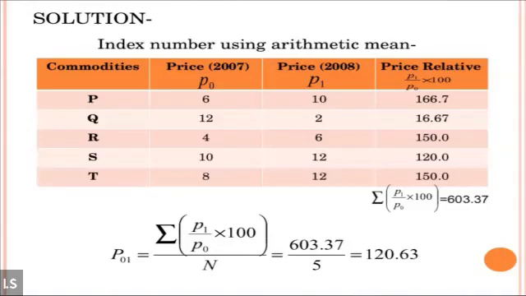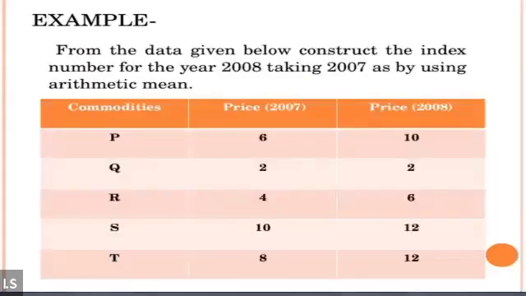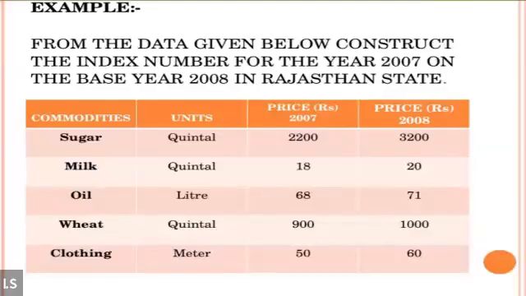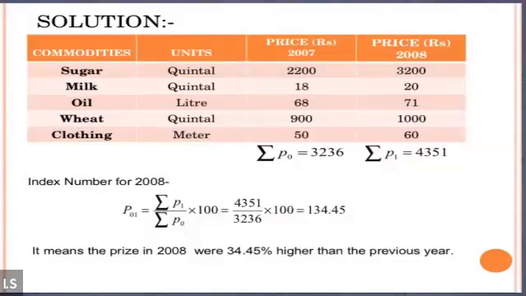So I think you can do this now. In this question, we are simply required to add the P0, and then we will be adding P1, and we will divide the sum total of P1 by the sum total of P0, and then we will find out the index number. The answer is 134.45. Just tell me if you feel that it is difficult, then I'll help you. Otherwise, I think you can do this question.